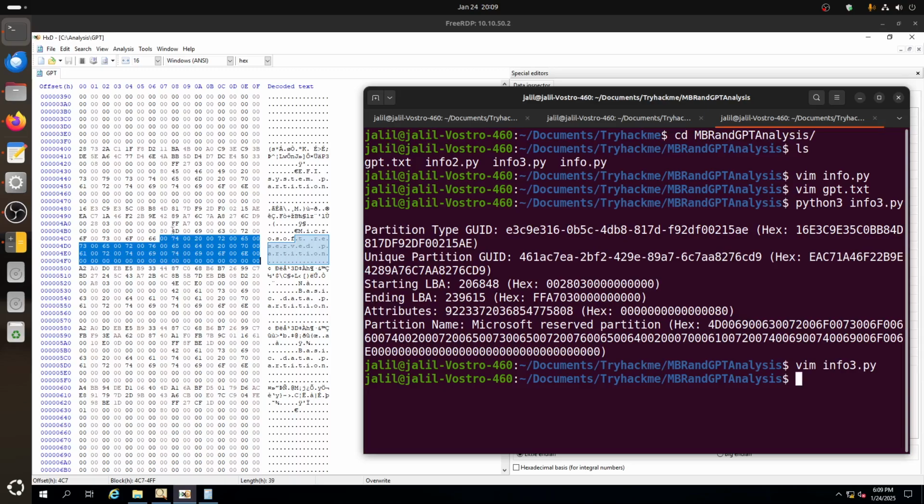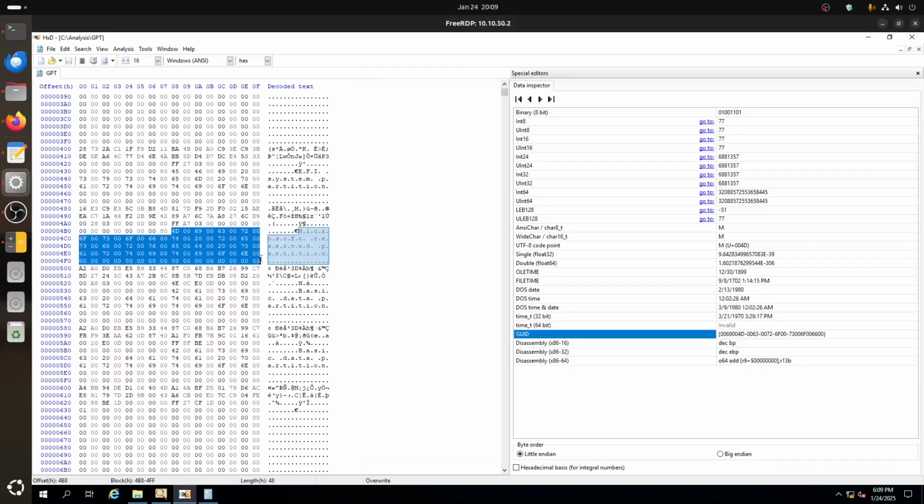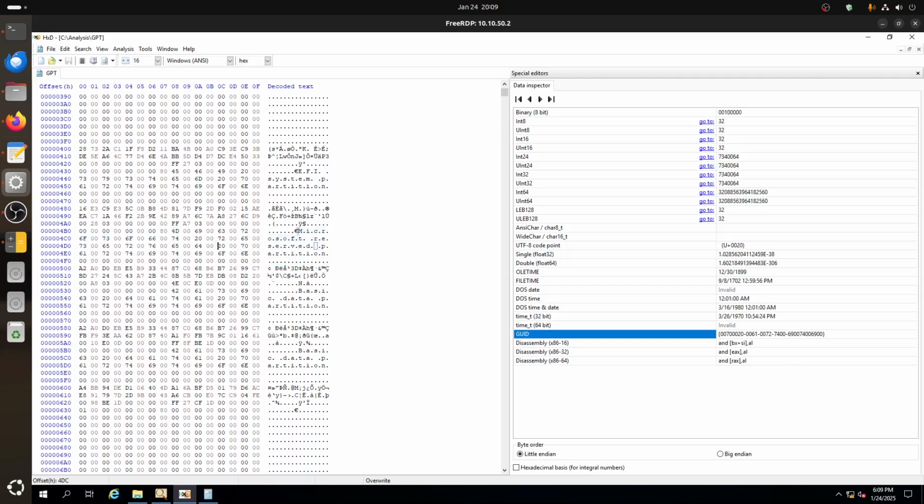From this, that's when it starts, all of this. And that's when it's a Microsoft, you can see some 4D, the last 64.